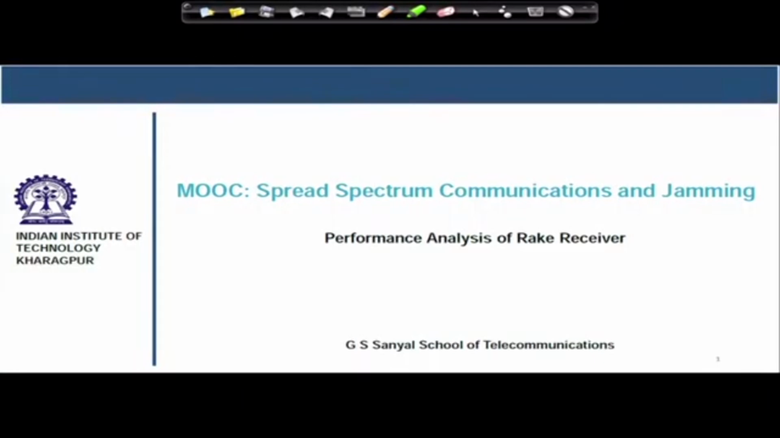Hello student. In the last module we were discussing the Rake receiver architecture. We have discussed several matched filter based Rake receiver architectures, and we ended up with the symbol by symbol basis Rake receiver architecture design, where the decision in the receiver is made on a symbol by symbol basis, and we have done the analysis over a slow frequency selective fading channel for direct sequence spread spectrum communication. In continuation of that, today we will learn and discuss a little bit more about the performance of this Rake receiver.